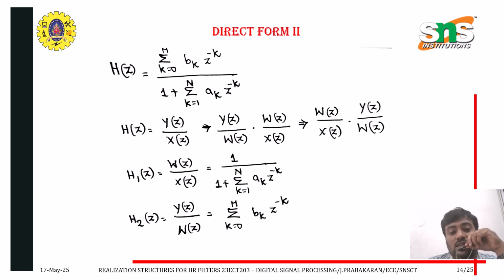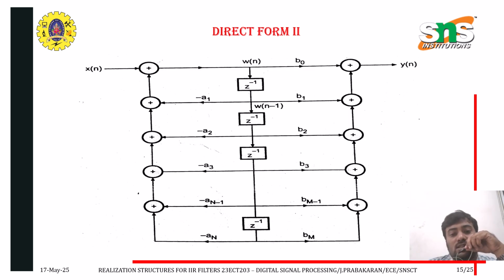Let me assume this equation Y of z divided by X of z as Y of z divided by W of z and W of z divided by X of z. Y of z divided by W of z, let me consider as the numerator of the transfer function, and W of z divided by X of z, let me consider as the remaining part of H of z. So both H1 of z into H2 of z is equal to H of z, and this is the common structure for the direct form 2 realization.